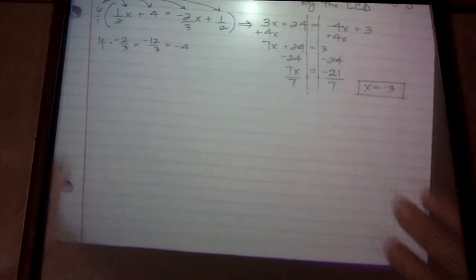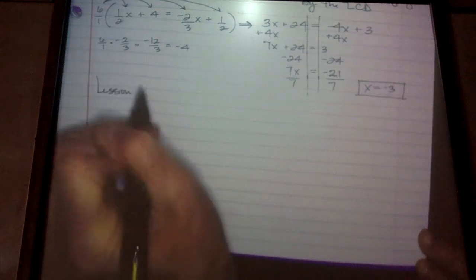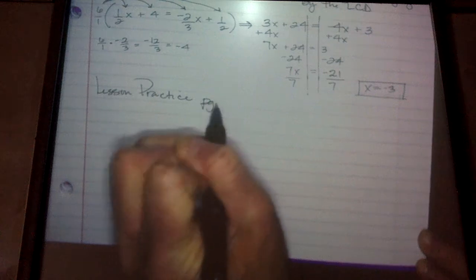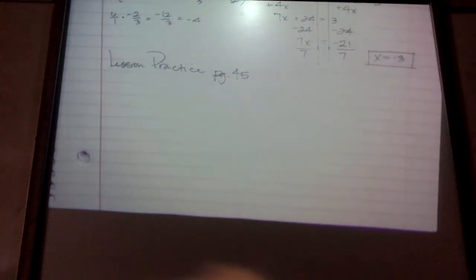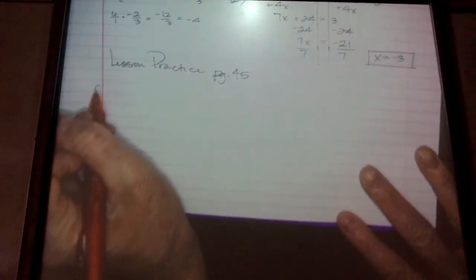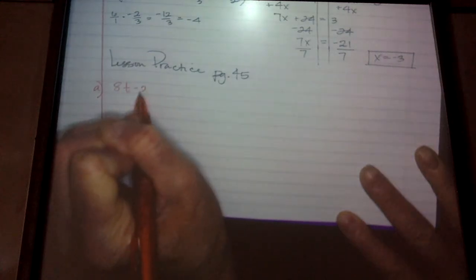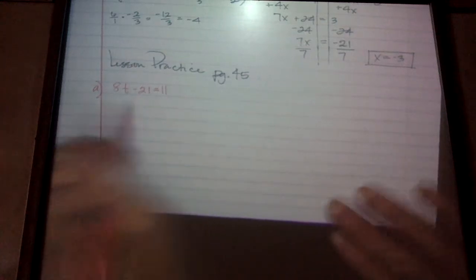So, we are now going to do our lesson practice, which is on page 45. And here we go. So I'm going to do it in red so it sticks out in the notes. Part A was to solve 8t minus 21 equals 11. All right, so I'm going to zoom in on my lesson practice.